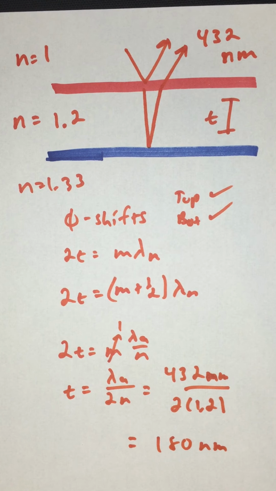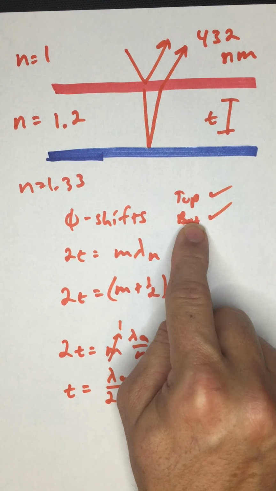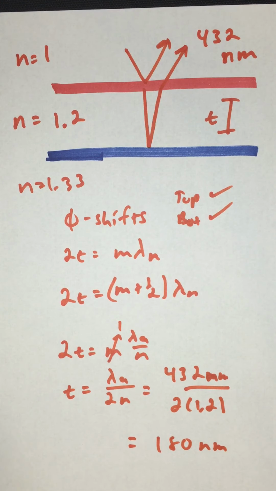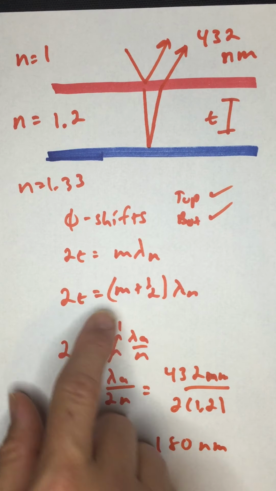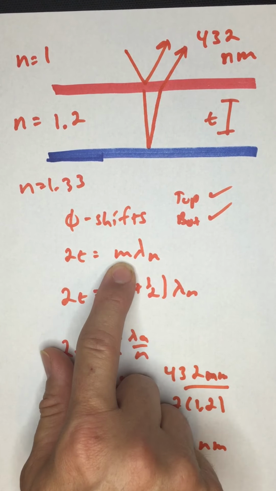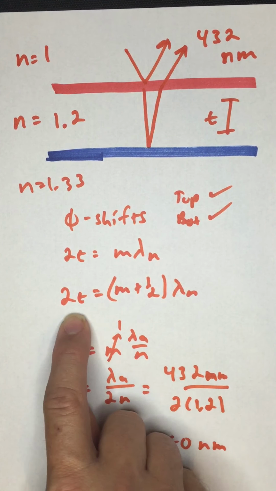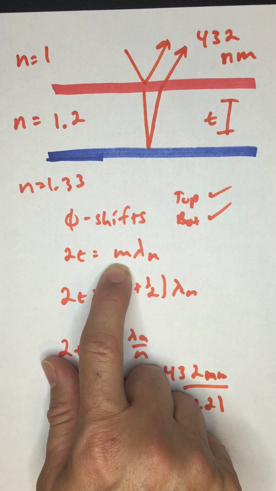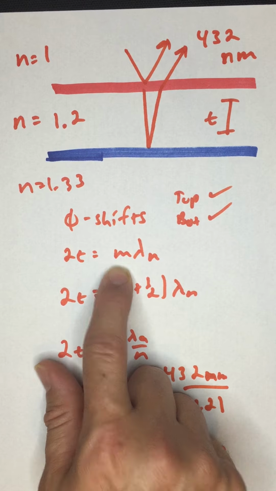So that would be the minimum thickness that would give me constructive interference for 432 nanometer light in this system. If you want to find the minimum thickness for destructive interference, it's going to proceed the same way, right? You count up your phase shifts, you figure out which one's destructive, and you go with that one. You've got to be careful with this one, though. m can be 0 in this equation. A little difficult to justify physically m being 0 in this equation.